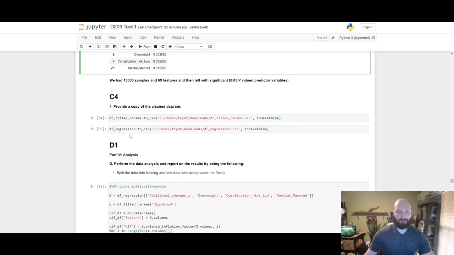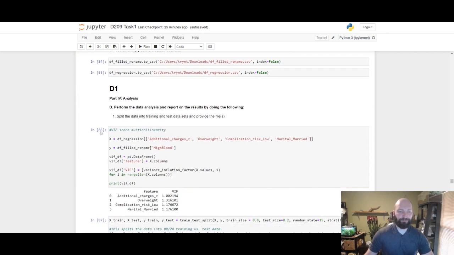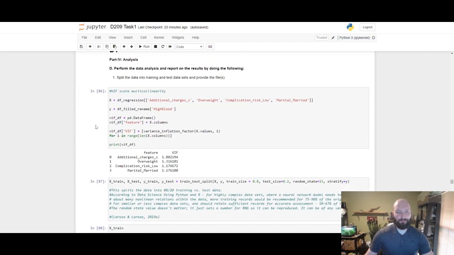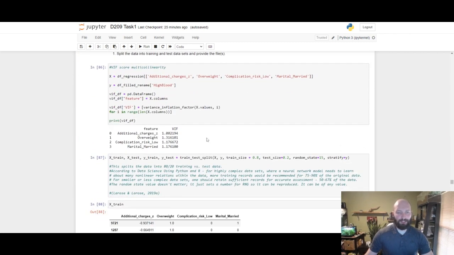Here's the clean data set. I've got the original that I cleaned, and then I have the regression that I used with the one-hot encoding. And then looking to see if we have any VIF issues, which we don't with what we have selected. So it's looking for multicollinearity.